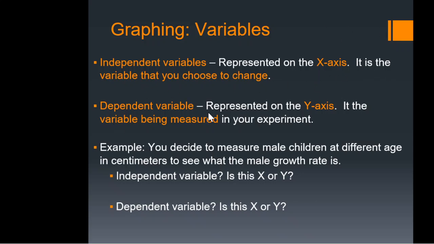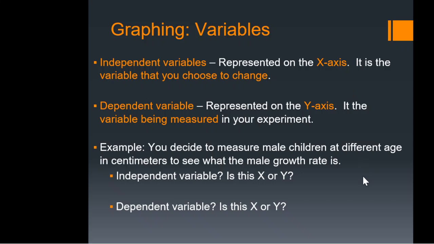Then you have your dependent variable, and it's represented on the y-axis. It is a variable being measured in your experiment. So in the plant example, it would be the height of the plant. I can measure that, and that would be on my y-axis, or my vertical axis. Remember, your x-axis is your horizontal one, and your y is your vertical.